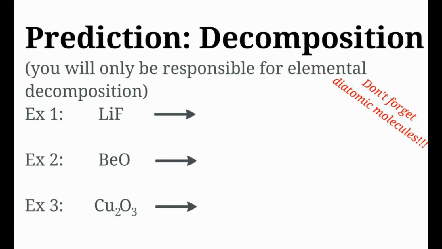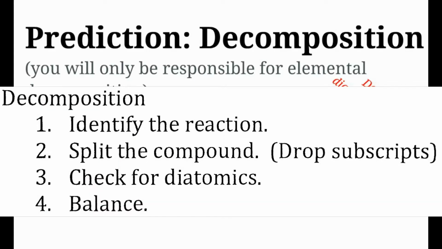Okay? So what you do is this. You ID the reaction. The difference here is you are dropping subscripts, but you're not crisscrossing. You're going to ID it, same step. But number two, you're going to split them instead of drop subscripts. Now, you are dropping subscripts, but instead of crisscross, you're dropping and splitting. Does that make sense?